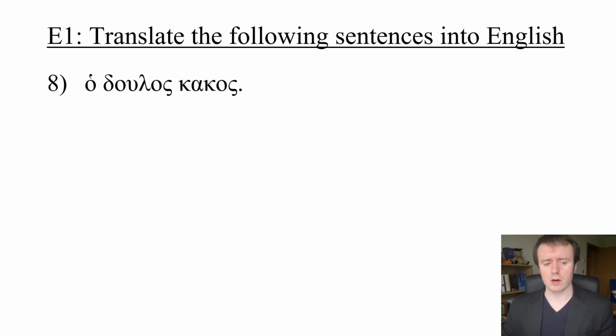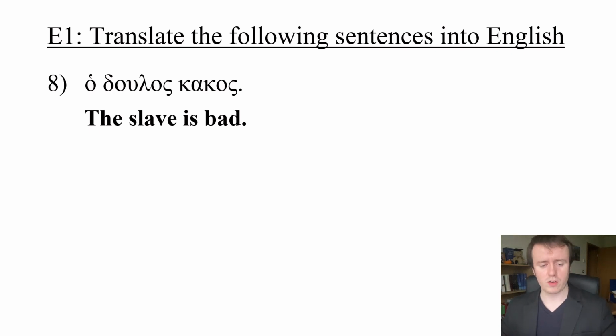Number 8 is hodoulos kakos. You should have translated this one as, the slave is bad. Here, the verb to be has been omitted. We had to supply or understand, that is, put in the verb esti, meaning is. So we translated it as, the slave is bad.